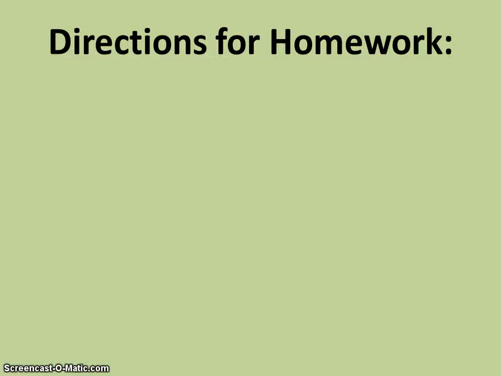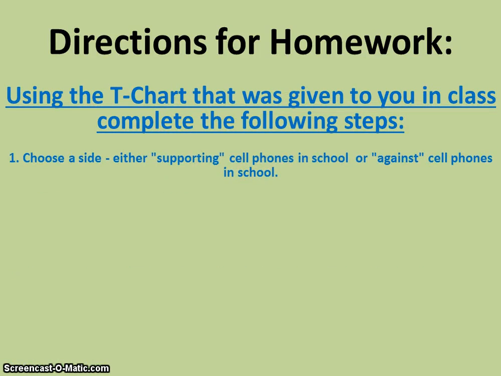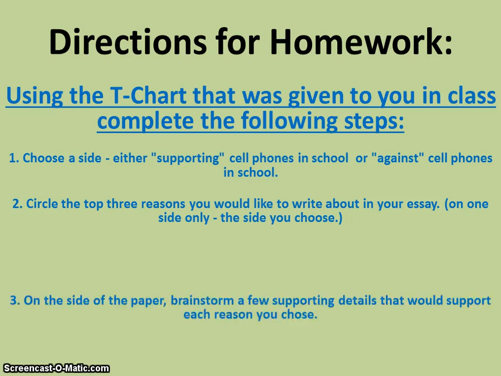So let's talk about what you're going to do for homework tonight. After you've watched this video, you're going to use the T-chart that was given to you in class and complete the following steps. You want to choose a side. You're either supporting cell phones in school or you're against cell phones in school. Then you want to choose your top 3 reasons. There are so many reasons we discussed, but only choose your top 3 reasons that you will be using in your body paragraphs. Remember, 1 reason for each body paragraph. And please make sure you're choosing it on one side only, not both sides, okay?